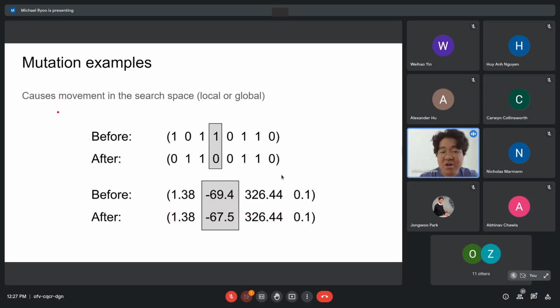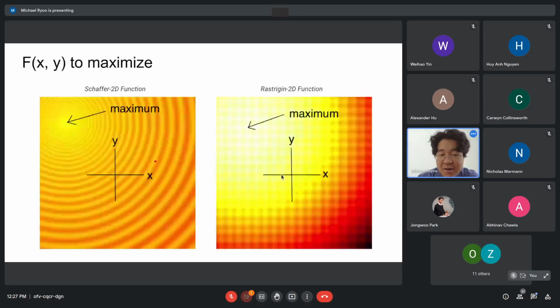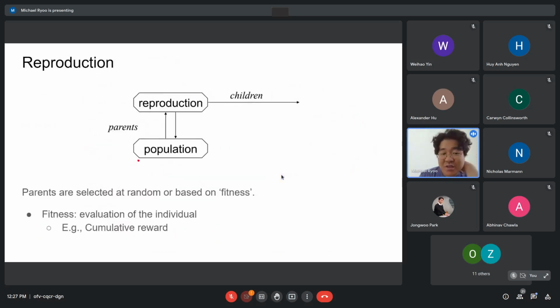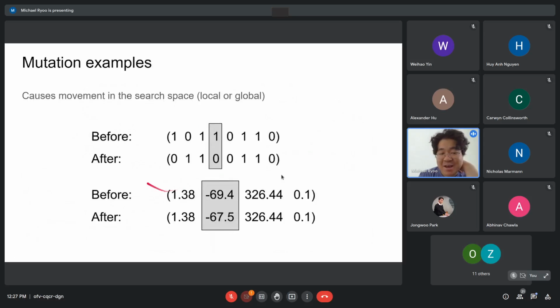So mutation causes movement in the search space. What do we mean by the search space? This is your search space. Search space means the total space your parameters can cover. Within this parameter space, you are trying to find the maximum parameter. So within your search space, you are causing a movement by changing a particular value of your individual. Your individual changes, meaning that you are causing a movement.